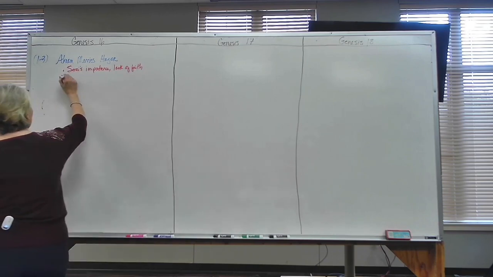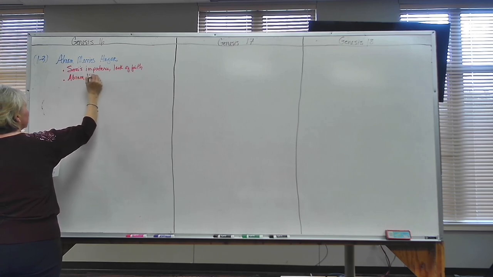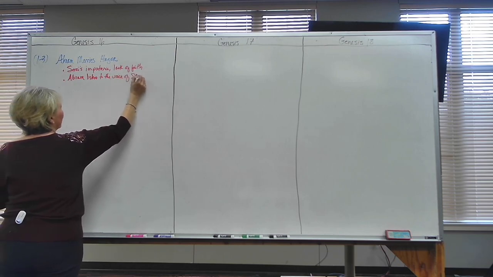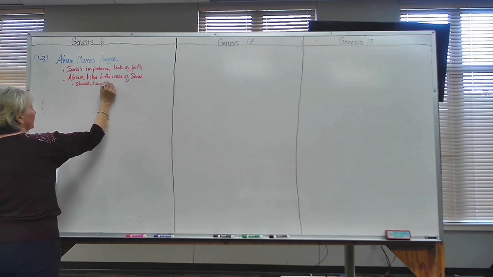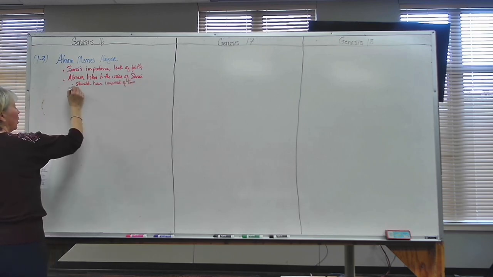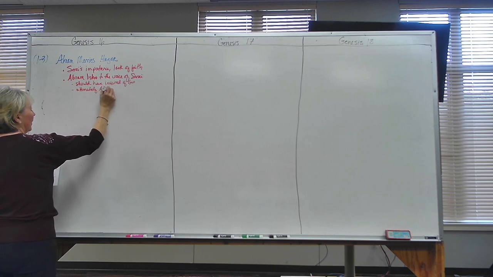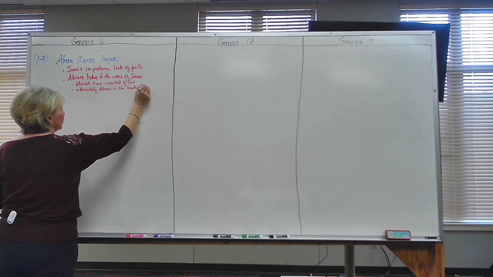And then the second problem here is Abram, he listens to his wife. Abram listens to the voice of Sarah. What he should have done was called on God, should have inquired of God on this, right? And ultimately, I'm going to put this on here: Abram is the leader. His decision.